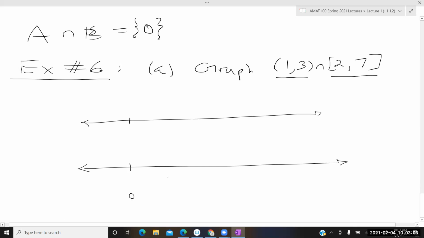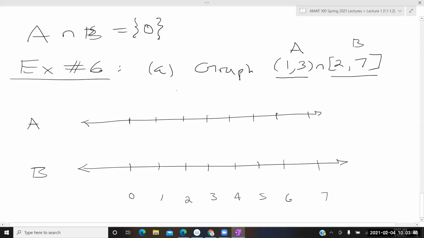So maybe 0 is here. This is 1. This is 2, 3, 4, 5, 6, and then finally 7. I'm going to call this A, and then I'm going to call this B. So on the first line, I'm going to graph A, and on the second line, I'll graph B.